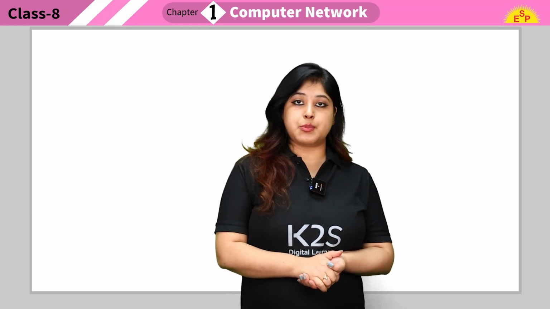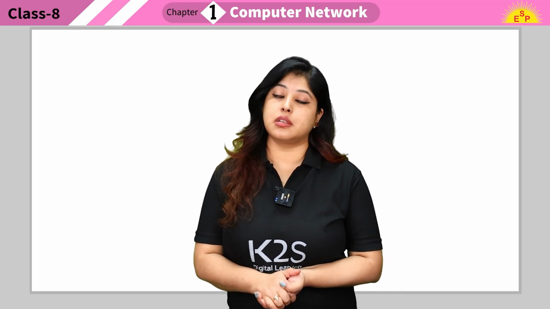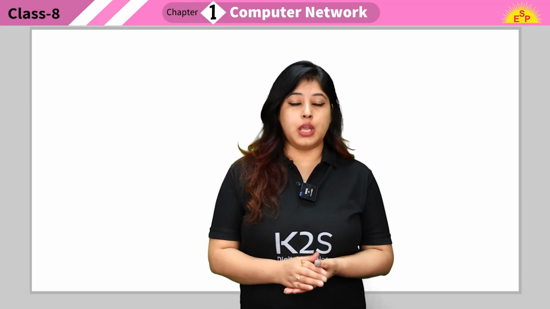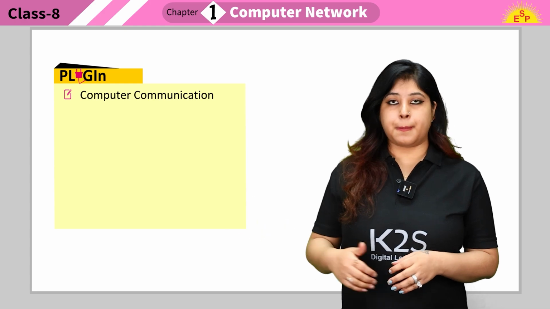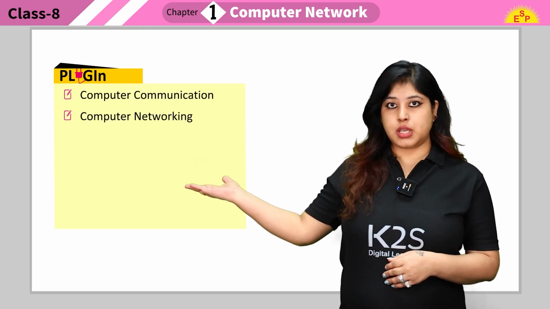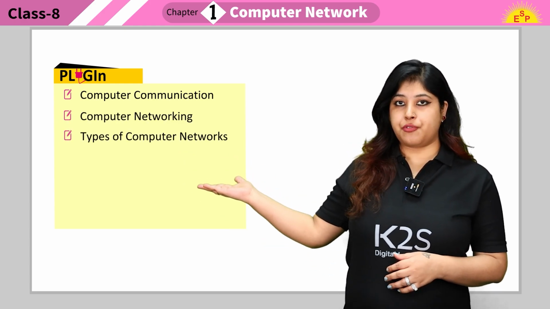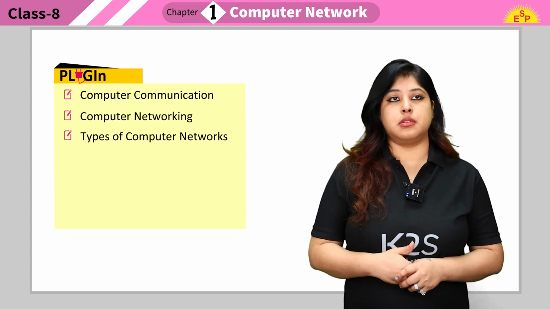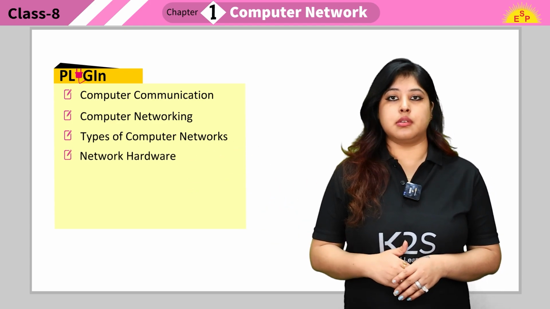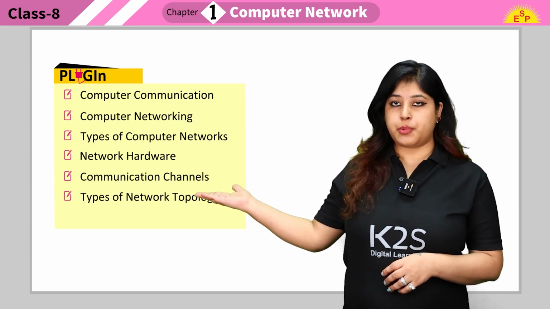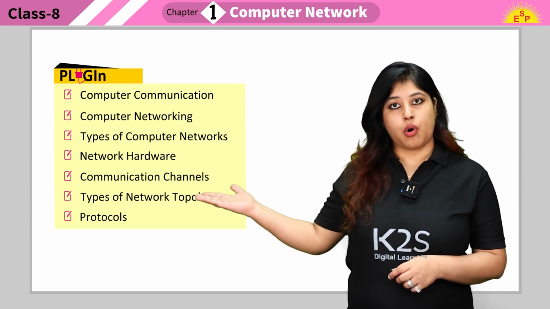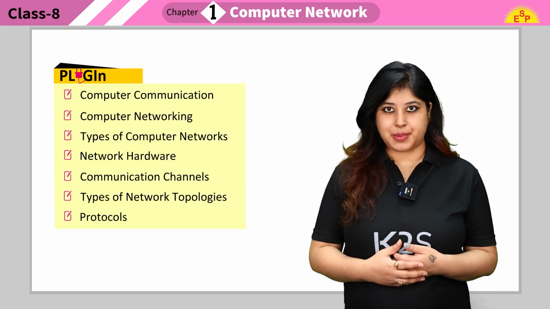So we learn about the various channels in this chapter, the network hardware and the types of topologies and certain protocols to be followed. Let's plug in the chapter. Computer communication, computer networking, types of computer networks, network hardware, communication channels, types of network topologies, protocols. Let's just start the chapter.